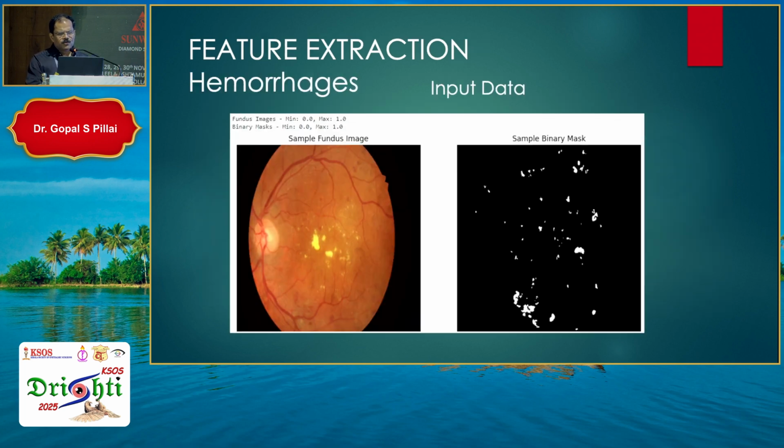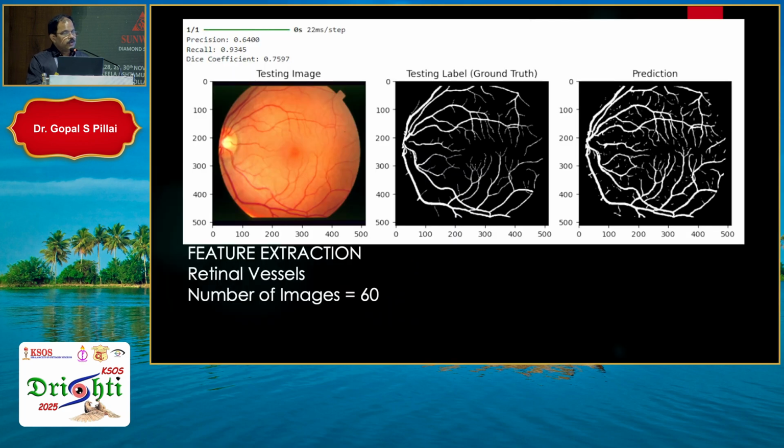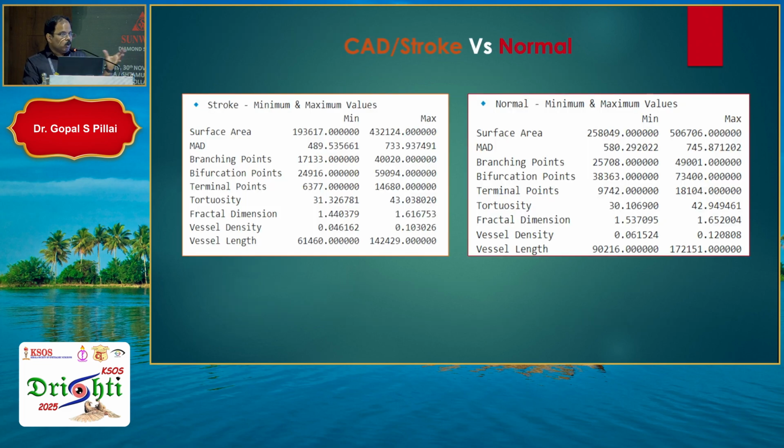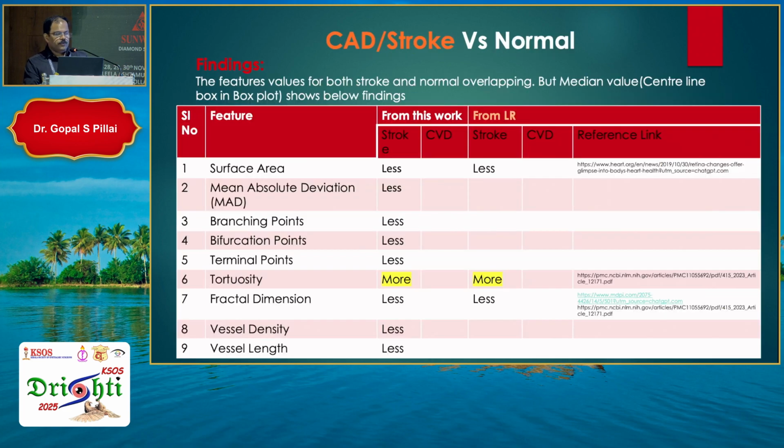So these are some of the feature extractions that we did. And the vascular extractions, and you should understand that we made about 27 quantitative indices from the vasculature, and these were some of them. And we looked at coronary artery disease, stroke versus normal. We found out whether they are different.